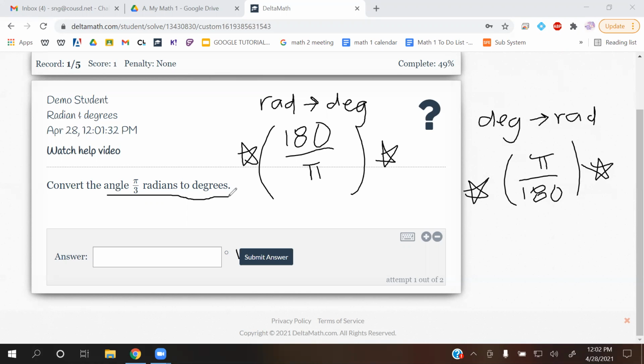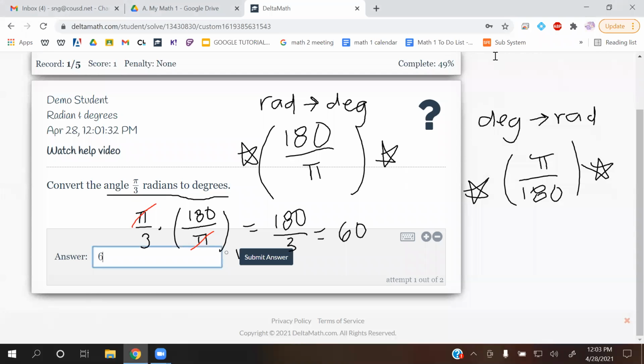Okay, so if we are converting from pi over 3 radians to degrees, then I'm going to multiply pi over 3 by 180 over pi. And look what happens with this fraction. Pi cancels with pi. Wonderful. We are left with 180 over 3, which divides into 60. Literally 180 divided by 3 gives us 60. So your final answer is 60.